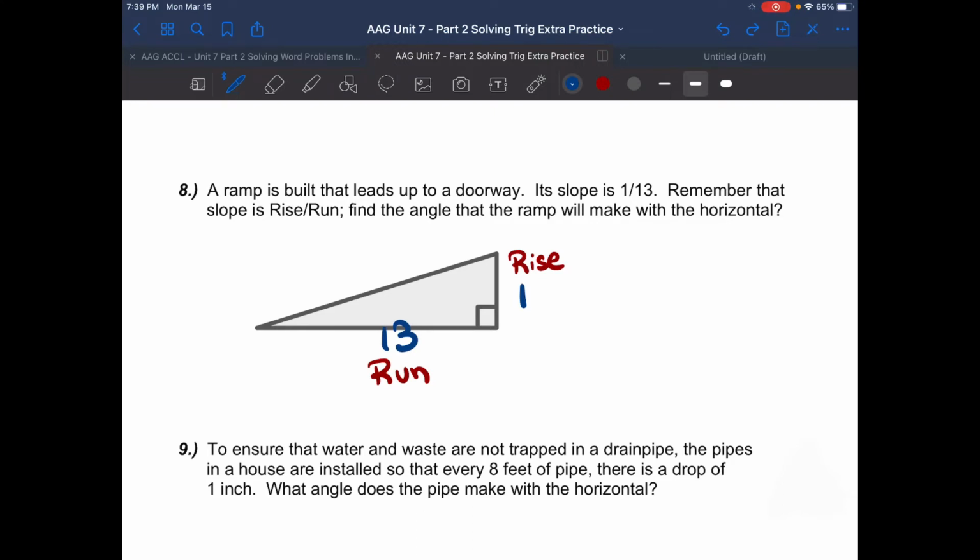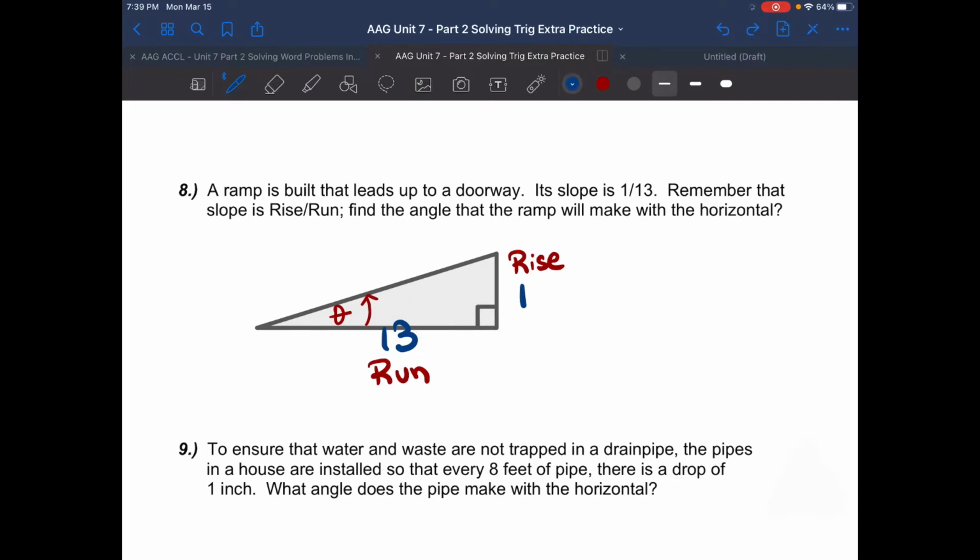If we want to find the angle measure that the ramp will make with the horizontal, aka the angle of elevation, I'm going to put my theta there. Now, in this case, we're going to choose which trig function to use. So in this case, ladies and gentlemen, I see 1 straight across. I see 13 down here. Which trig function will we use? All right, so we're going to go ahead and use tangent.